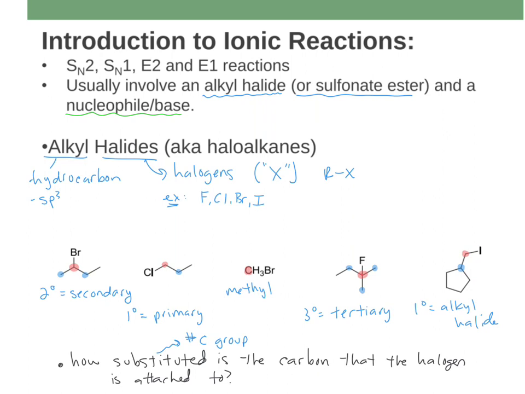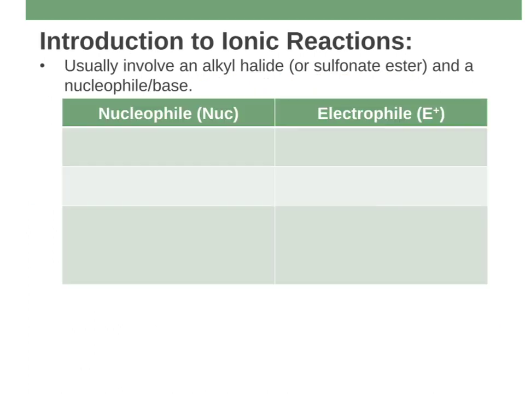So that's one half of our equation here, is that we need to know what's going on with our alkyl halides. What type of alkyl halide do we have? We also need to look at, though, what type of nucleophile we have. Do we have a nucleophile? Do we have an electrophile? What do we have? So let's talk about that. Right, so like we said, these reactions involve alkyl halides and a nucleophile or base.